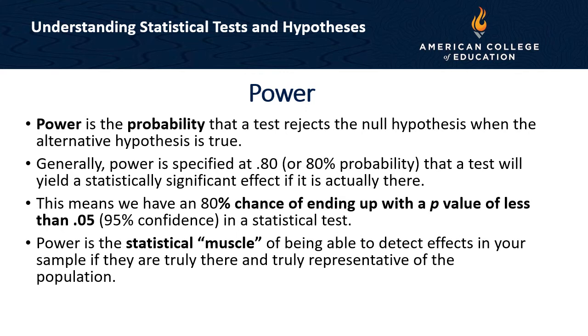there. So in other words, if we know that there is a statistically significant effect in the question we're asking, in the hypothesis we're posing, the null hypothesis we're testing, we need to know that 80% of the time it's going to find that effect and find a statistically significant p-value less than 0.05 if it's actually there. This means we have an 80% chance of ending up with a p-value of less than 0.05, and that is 95% confidence in a statistical test.